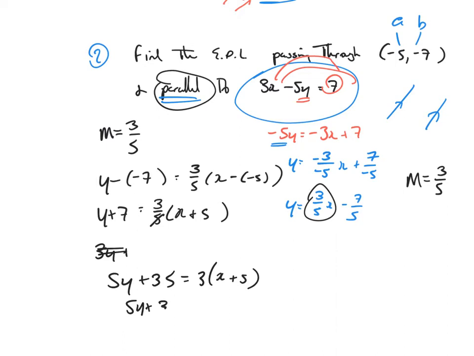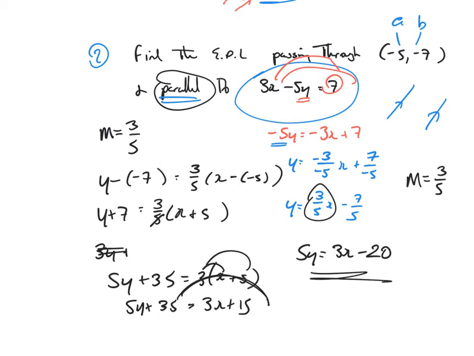5y plus 35 is equal to 3x plus 15. Then I bring the 35 across, change its sign: 5y equals 3x, and it's plus 15 minus 35, which is minus 20. Final answer. Okay, example 3.